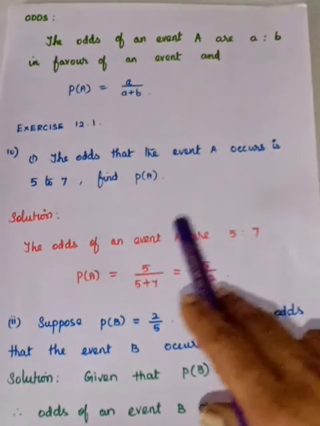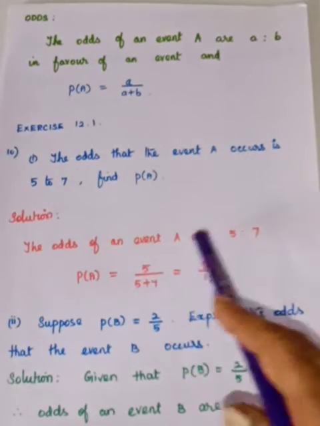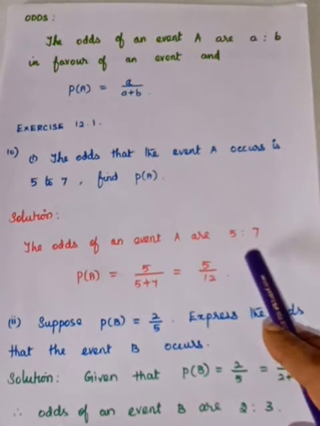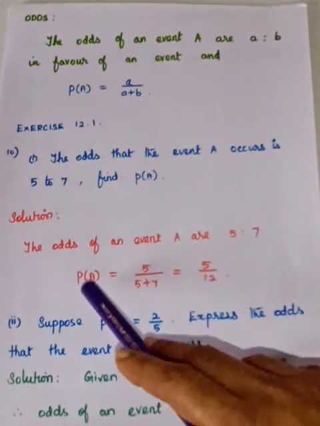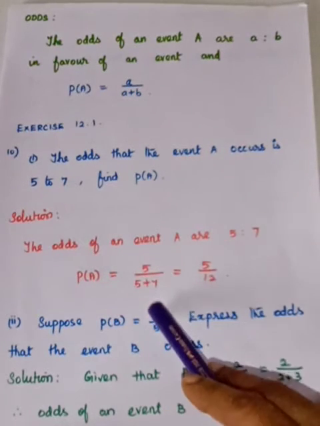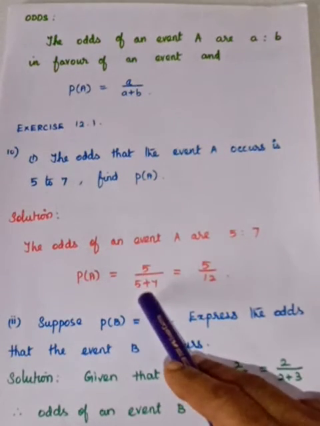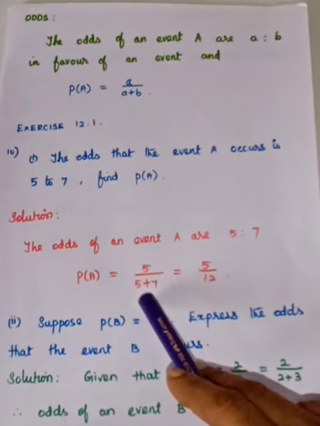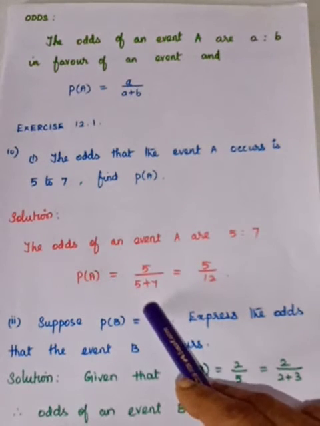5 chances favor A and 7 chances are against A. So what is asked? P of A. How do we write P of A? N of A by N of S. N of S means what? Total chances. So you have to write the possible outcomes of that event.